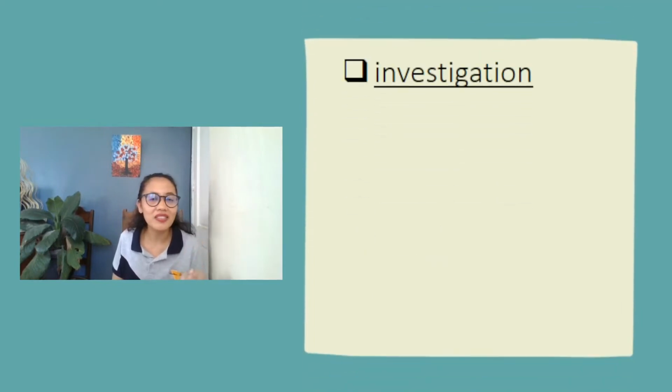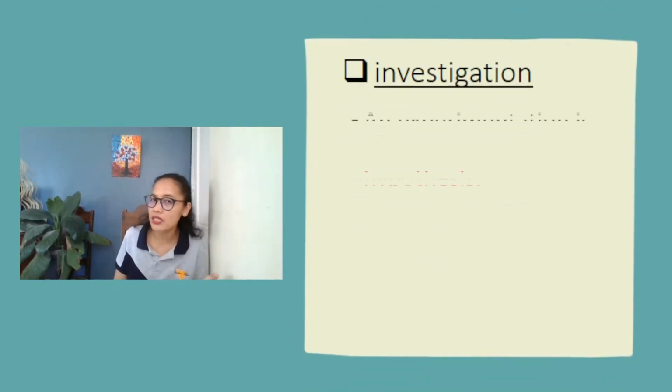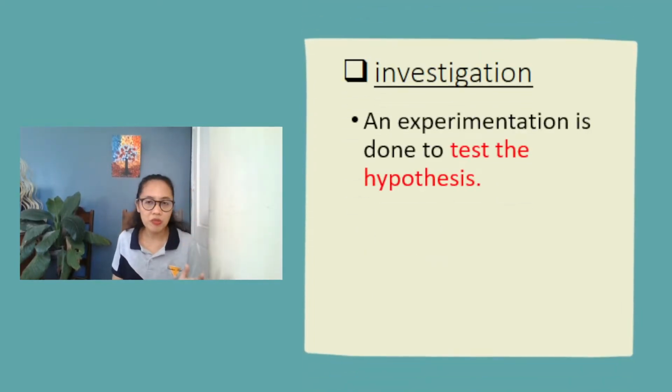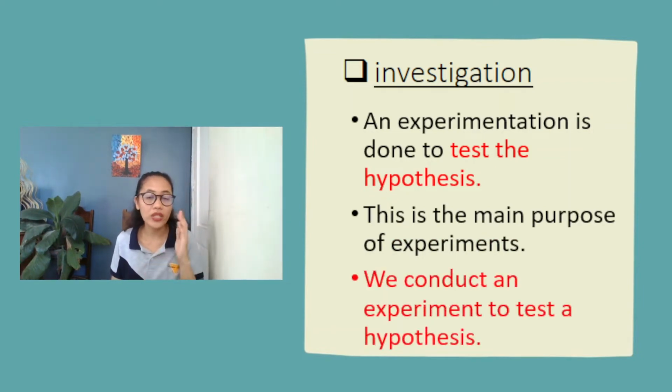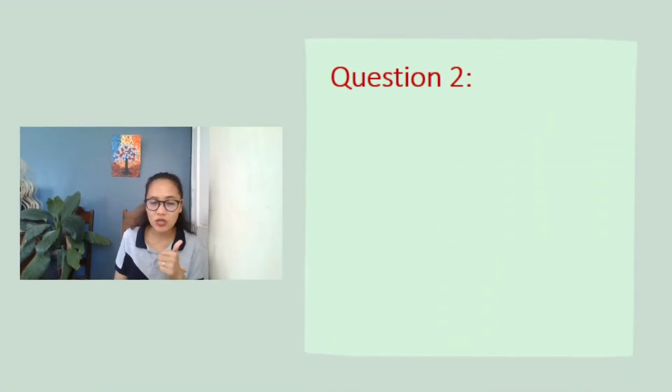We need to conduct an investigation, or this is just an experimentation. An experimentation is done to test the hypothesis. This is the main purpose why we do experiments. We conduct experiments to test a hypothesis. So that's the definition. Next question.